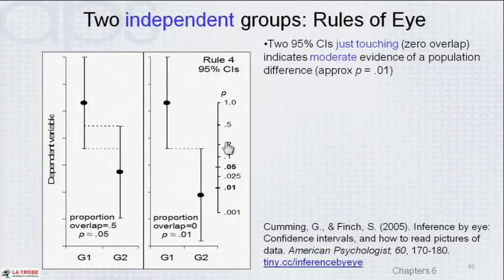Now this overlap rule, when we do have independent groups: when two 95% confidence intervals just touch, as in this situation, then we have a reasonable, moderate amount of evidence that there's a true difference. It corresponds to p of roughly 0.01, if you want to think in those terms. It varies a bit depending on the relative lengths of these intervals and the relative sample sizes, and we discussed that in this article there.